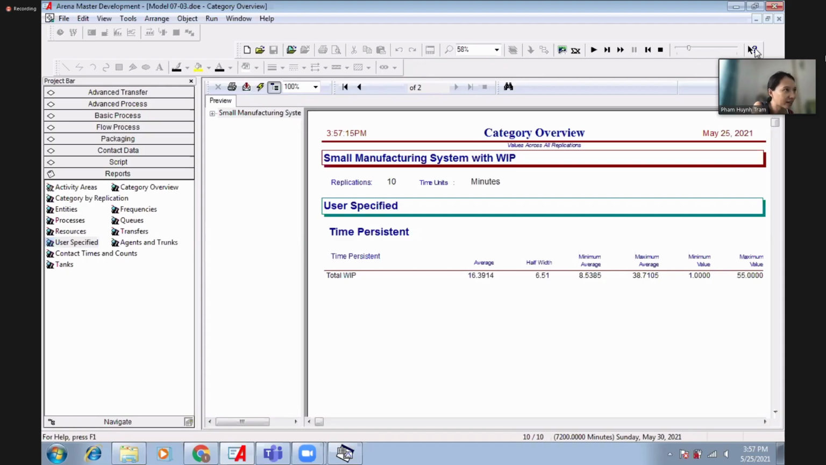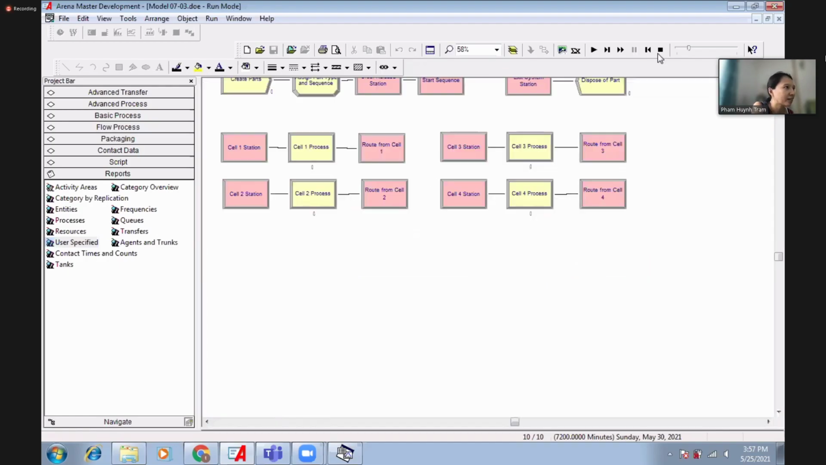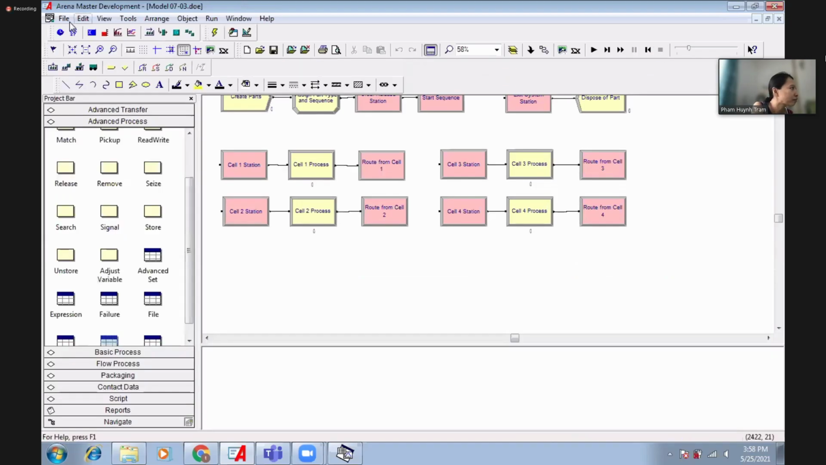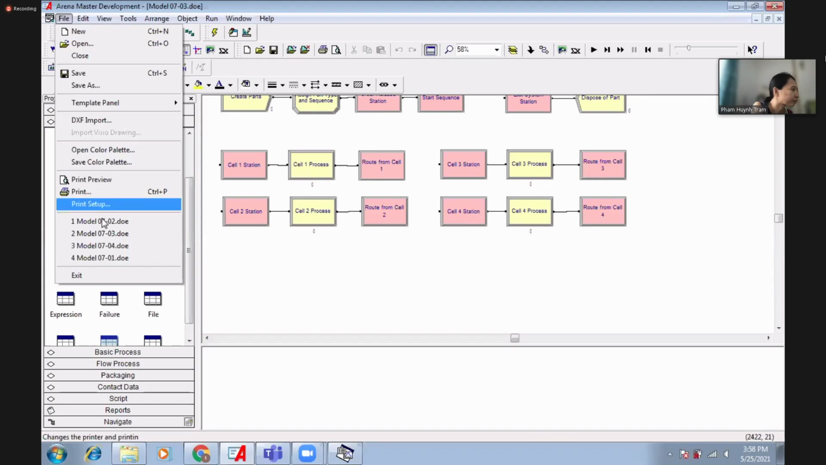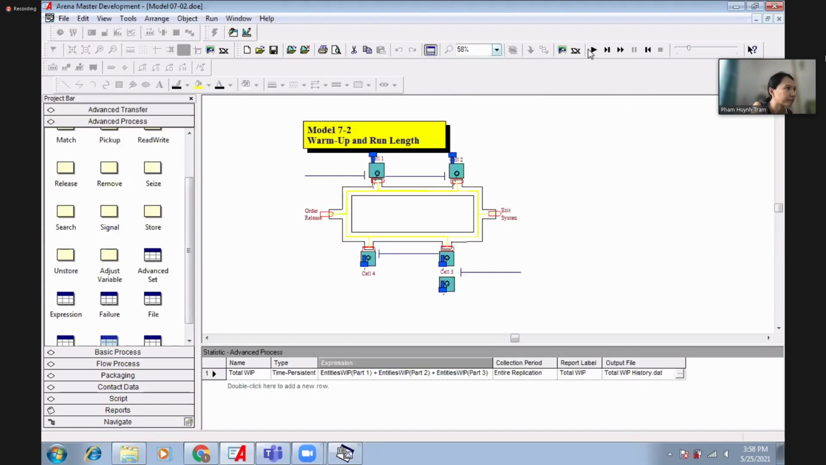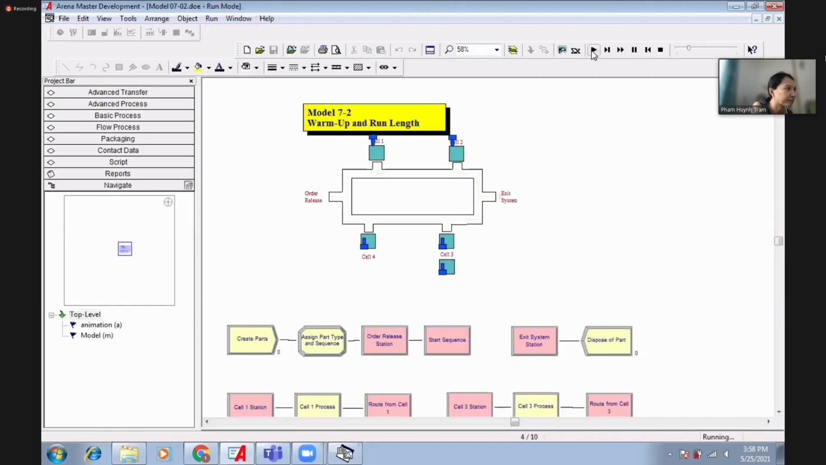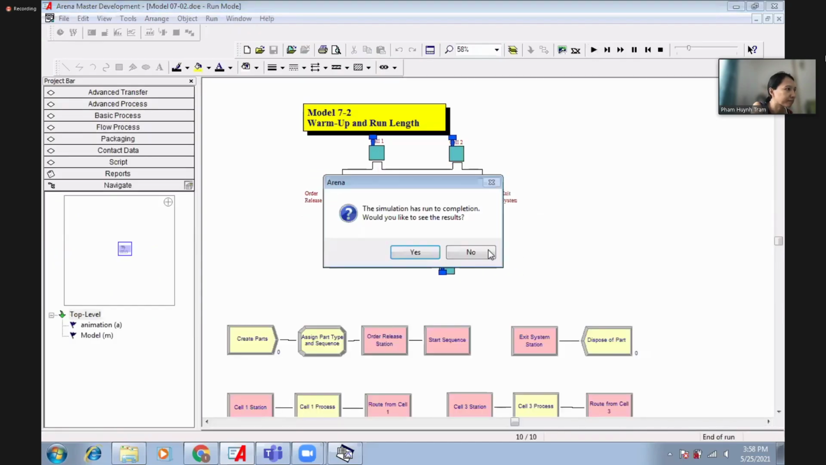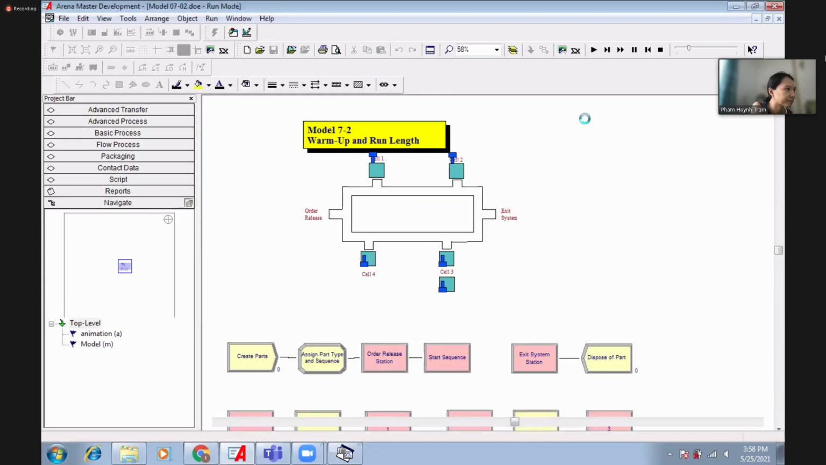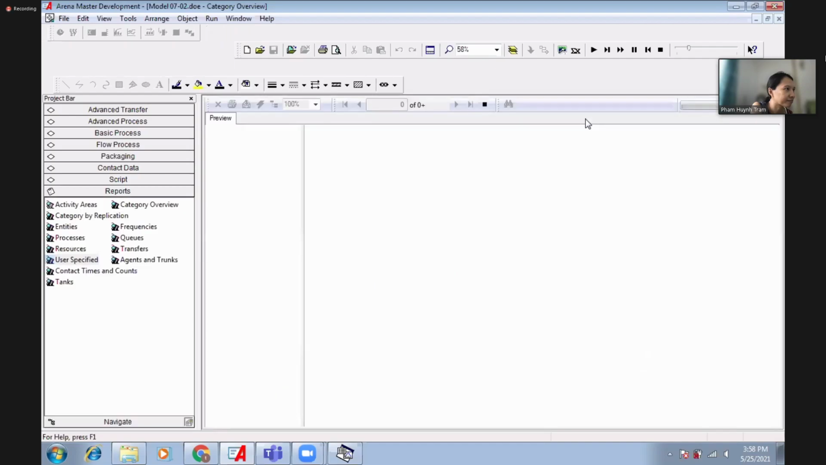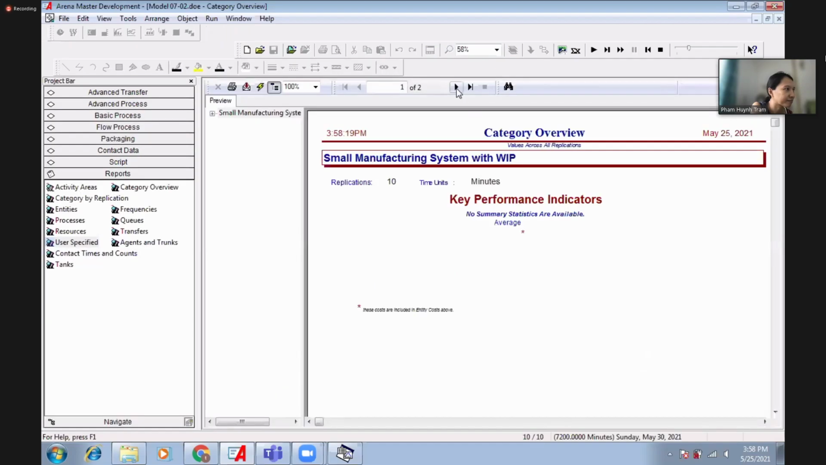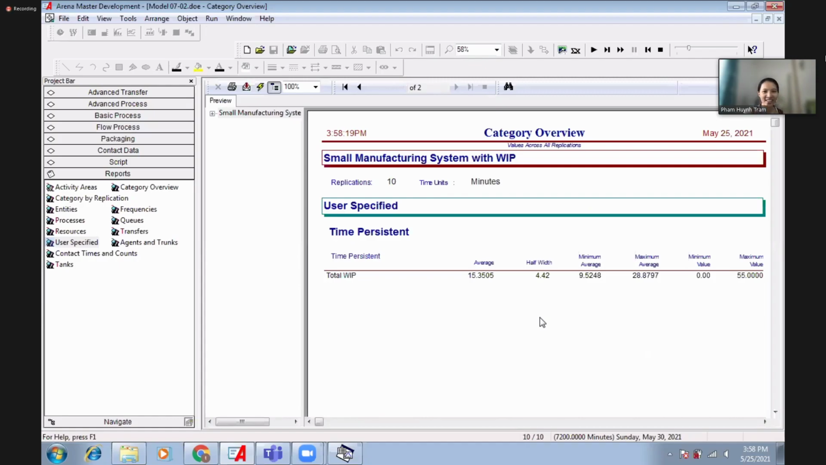The half width is 6.51. Let me run again without the warm-up period. Okay, this is without the warm-up period. The half width is 4.42. It's smaller, right? You wonder why?